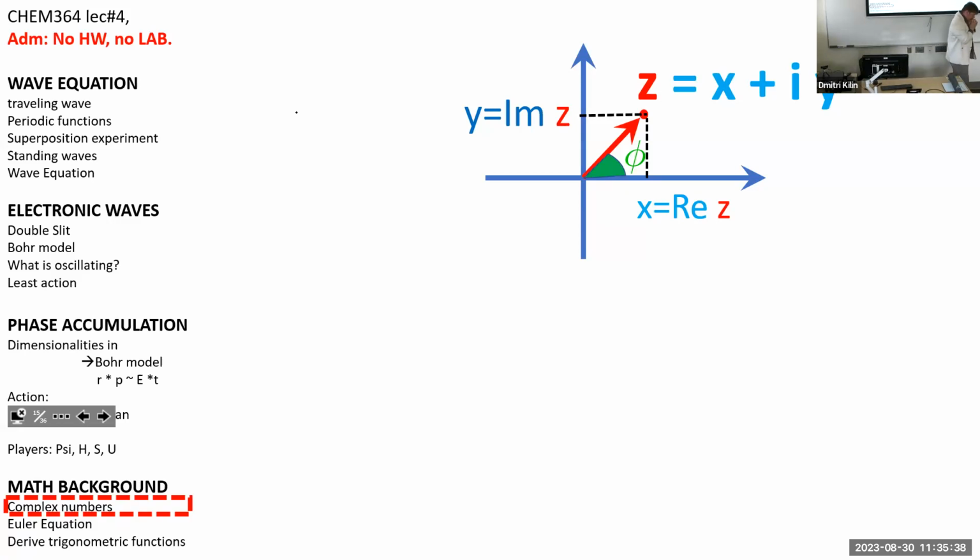Rectangular treatment of these complex numbers is correct, but not always convenient. There are many practical applications where one needs to consider complex numbers that have the same length of this vector and change only the angle. And in this situation, one needs to make a transformation from rectangular to so-called polar coordinates.